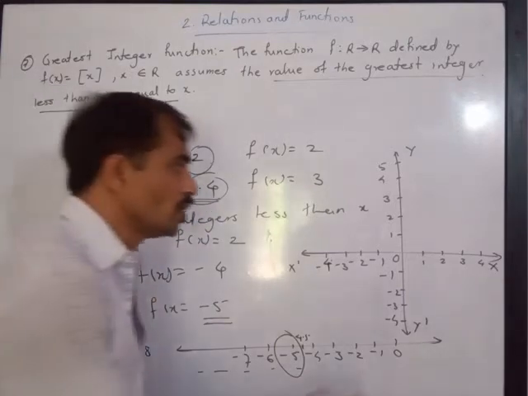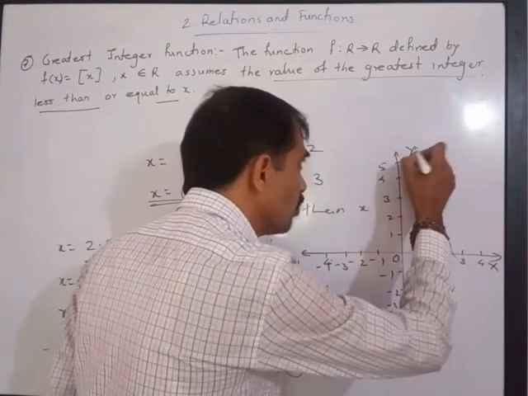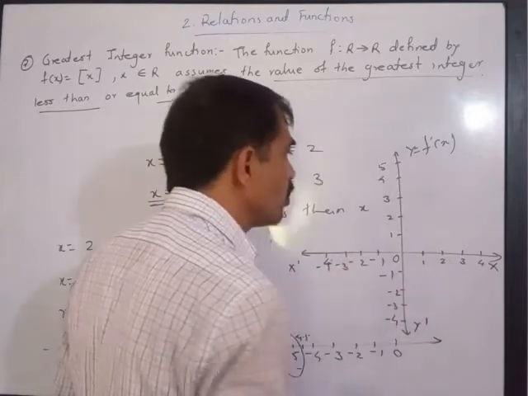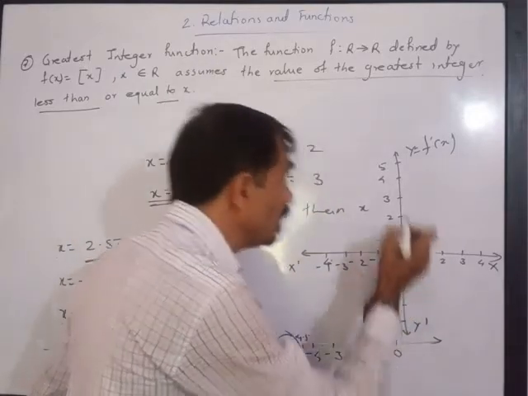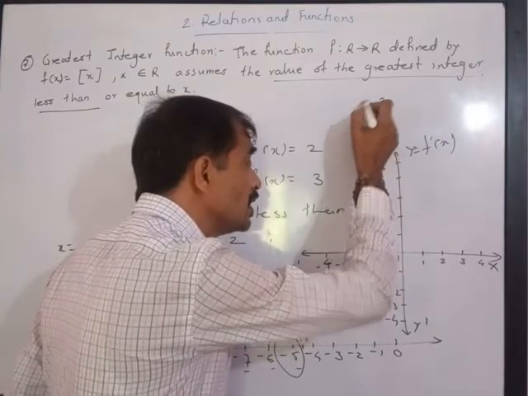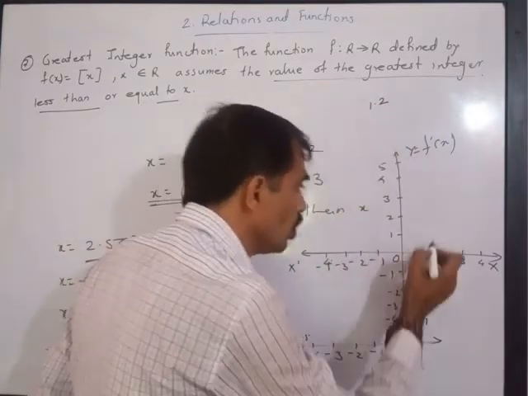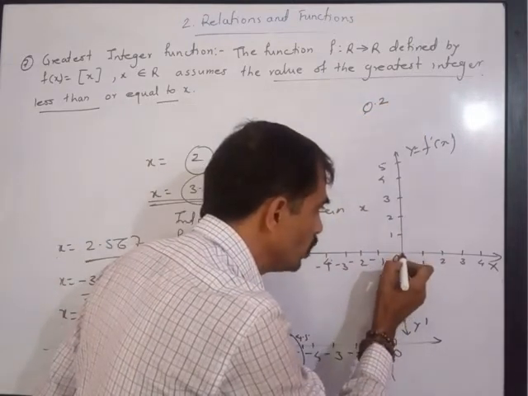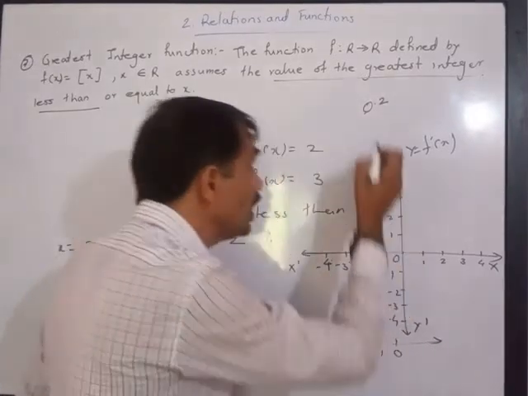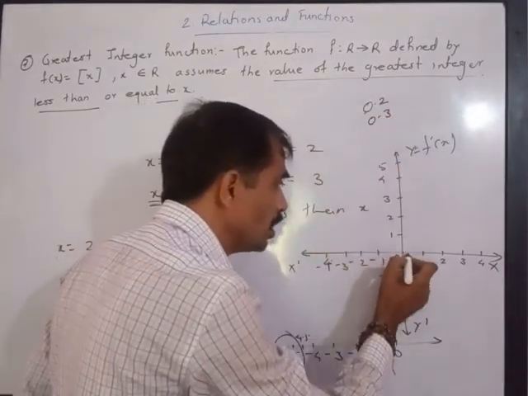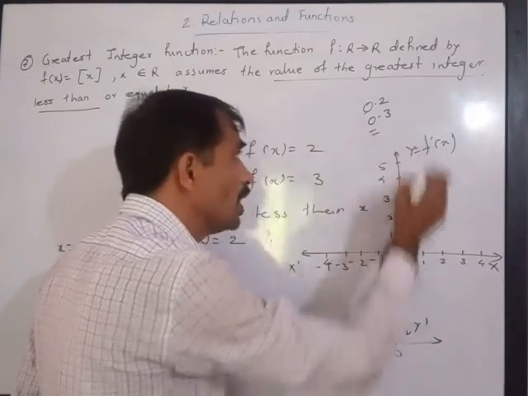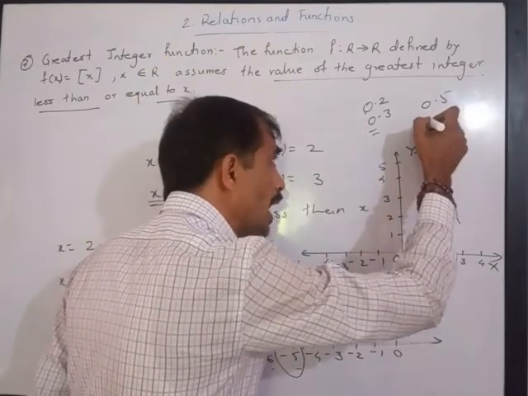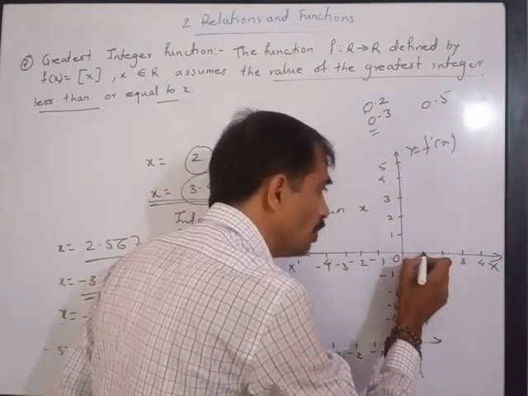Now try to understand. Whenever x is having a value from 0 to 1, here we draw f of x. When it is 1.2, greatest integer is 1. So when it is 0.2, it will have the value 0. When it is 0.3, f of x will be 0. When x is 0.5, f of x will be 0. When x is 1, y will be 1.